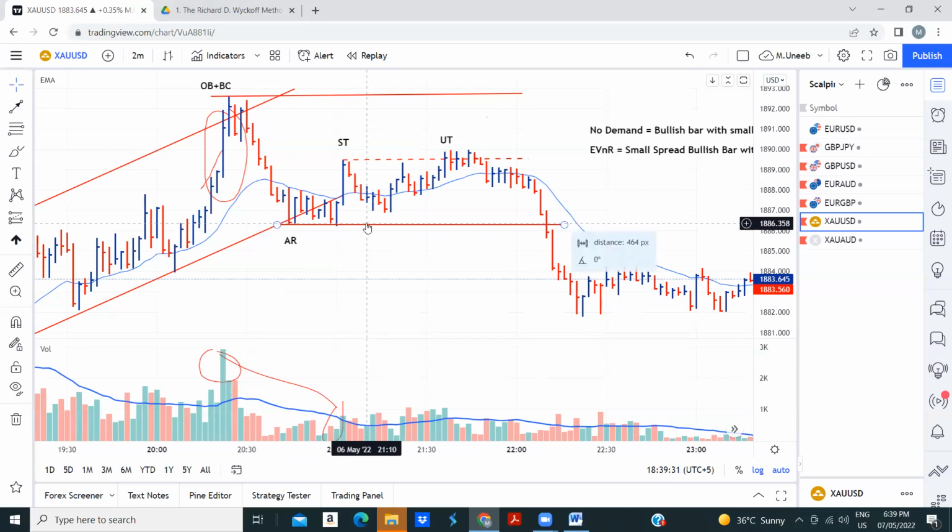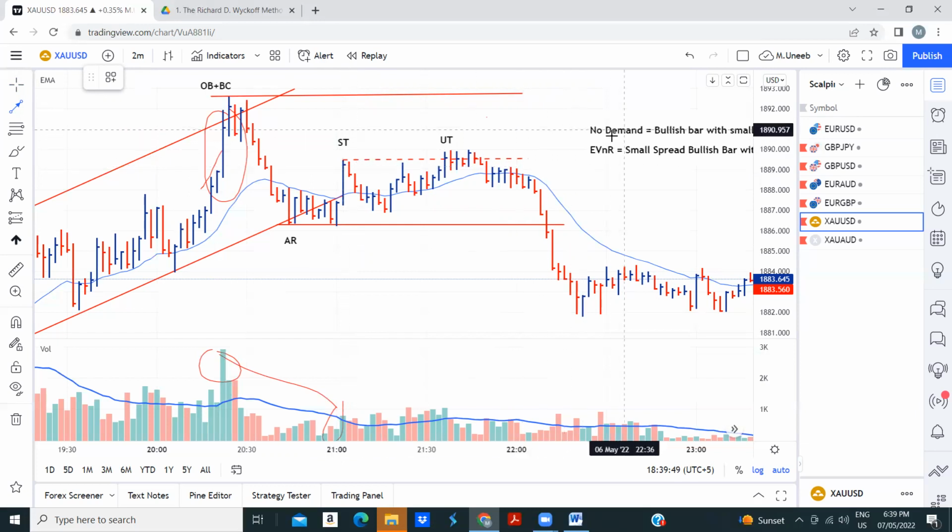Are you there? Yeah, I'm here. Okay. All right. Now, if you see this bar, what happened to this bar? The spread is increasing and volume is increasing. Is there any no demand or effort versus no result bar here on the secondary test? No, I'm talking about this bullish bar, the secondary test bar. You see the spread increased and the volume also increased. Is there any anomaly?